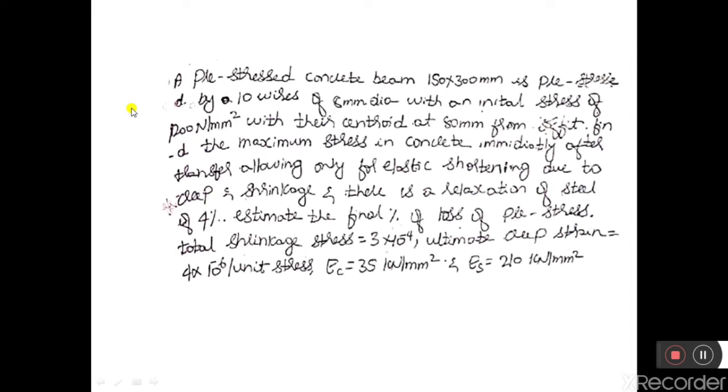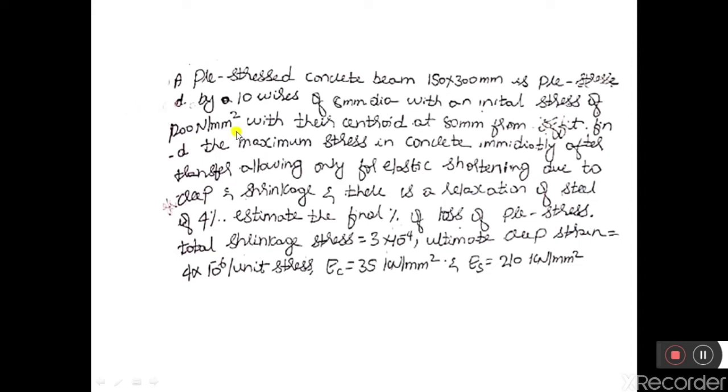The total shrinkage strain is equal to 3 into 10 to the power of minus 4. Ultimate creep strain is equal to 4 into 10 to the power of minus 6 per unit stress. EC, that is Young's modulus of concrete, is equal to 35 kilonewton per mm square, and ES, Young's modulus of steel, is equal to 210 kilonewton per mm square.